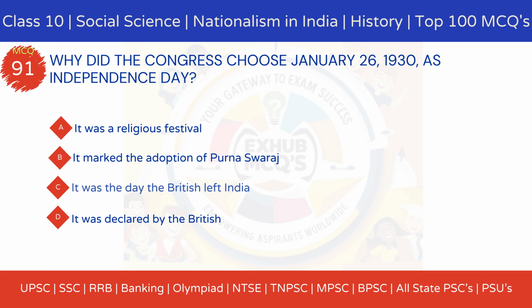MCQ 91. Why did the Congress choose January 26, 1930 as Independence Day? Option A. It was a religious festival. Option B. It marked the adoption of Purna Swaraj. Option C. It was the day the British left India. Option D. It was declared by the British.